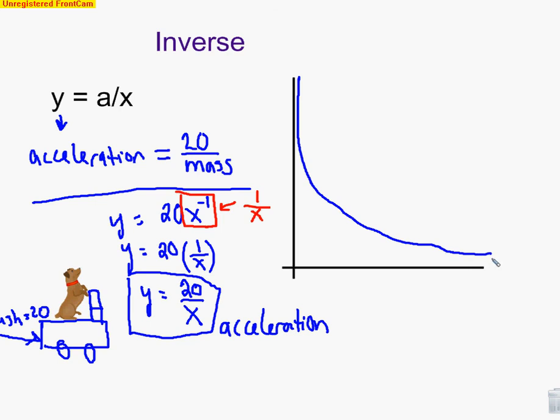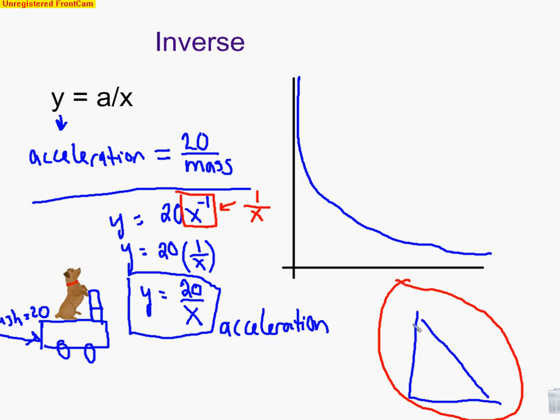One thing I want to say is that inverse does not look like this. This is not an inverse graph. A lot of people want to say that this is inverse, but this is really just a linear graph with a negative slope. This would be something like y equals negative mx plus b, where this m is a negative value. That's what causes the line to slope down the other way. This is different from inverse. Inverse is where y is equal to some number divided by x, and that gives you a shape like this.